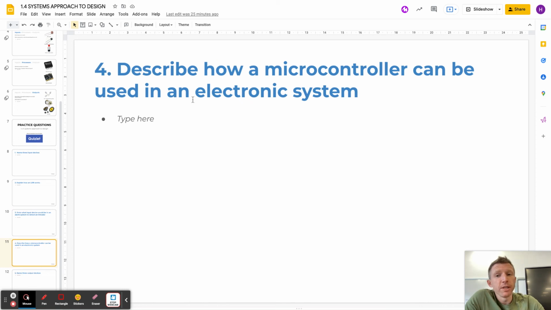Describe how a microcontroller can be used in electronic systems. So you could be writing something here saying that a microcontroller can be custom programmed to perform different functions depending on what you want it to do. You could say it can work with a number of different inputs and a number of different outputs at the same time, and the user can program it to do different things depending on what the inputs or the outputs are. That's a very wordy way of saying it, but essentially you can program it to do basically whatever you want, depending on which inputs and outputs you're using.